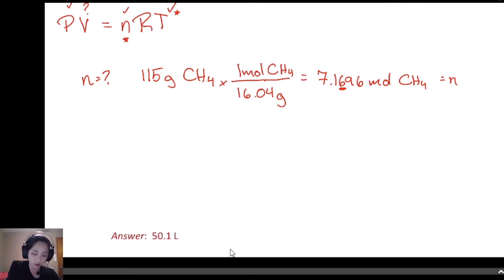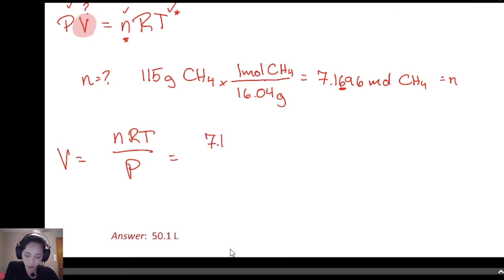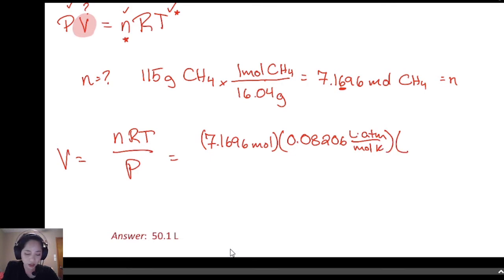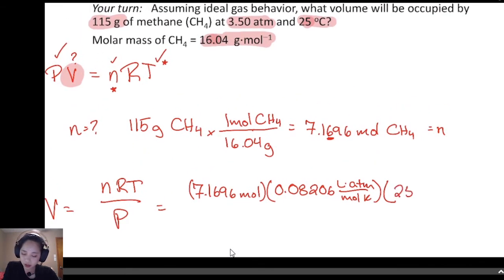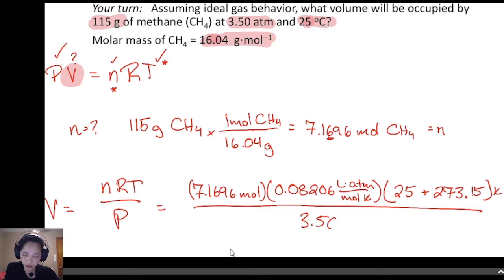So what are we solving for? Volume. So let's just rearrange our equation. So I isolate volume. So V equals nRT over P. So, okay, n we just got, so 7.1696 moles. R is 0.08206 liter atm per mole K. I will always give you R, by the way. But it's up to you to know how to use it. All right, temperature, what is it? 25 degrees Celsius, but we need that in Kelvin. So 25 plus 273.15, that would be in Kelvin. Over pressure, which is 3.50 atm.